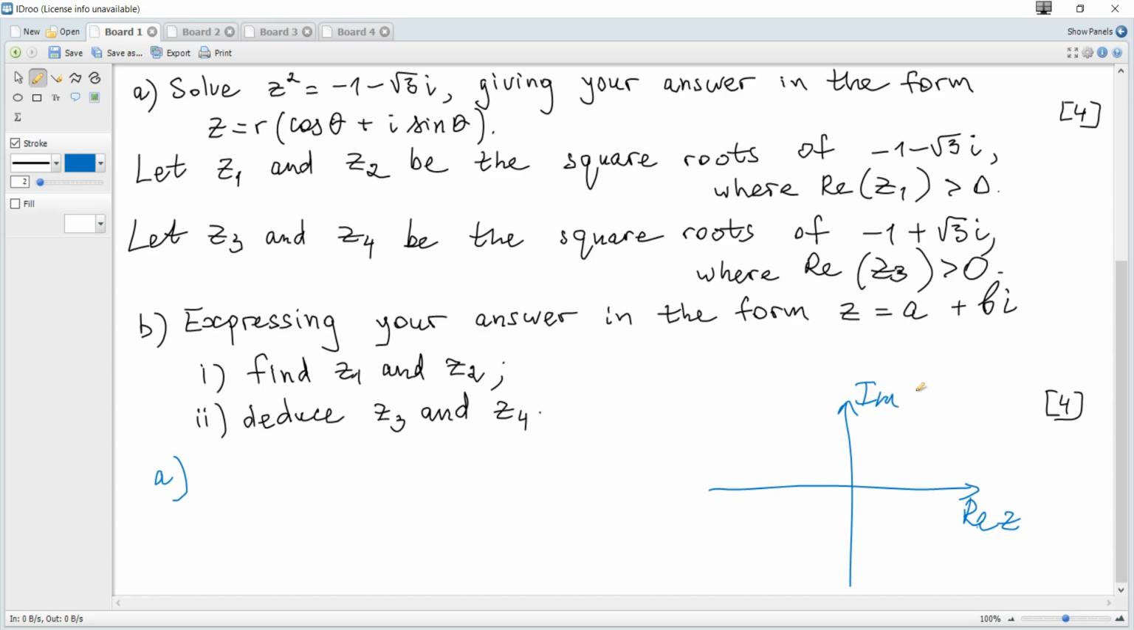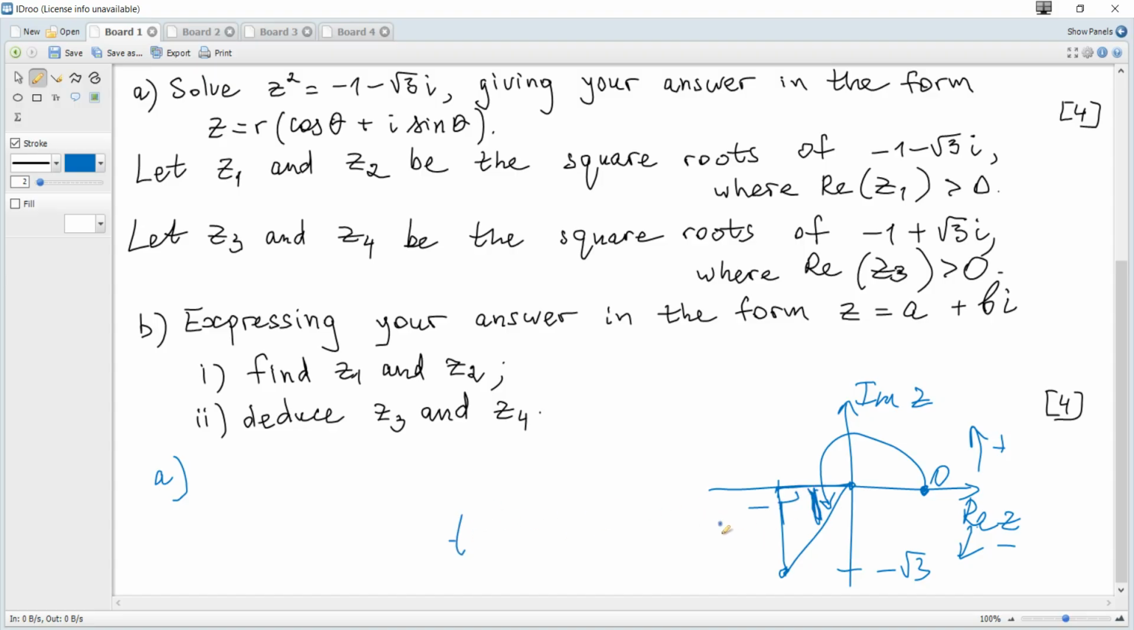Real, imaginary, -1, negative root of 3i, so it's somewhere here, and you can see that it's the required modulus, the square root of 1 squared plus root of 3 squared, and it's 2. And the argument is the angle from this point, where 0 is, and in the anti-clockwise direction there are positive angles, in clockwise there are negative angles, and we need this angle. It's the required argument, and we consider this small right angled triangle and this small angle.